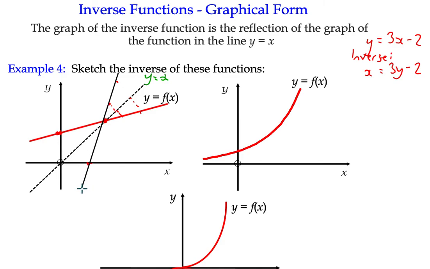It'll have to pass through the intersect point of the original line and the line y equals x, but it's going in reflection to that, so every point is going to be the same distance away from the reflection line. Okay, so this line here, if I write that down, is simply going to be written as y equals the inverse function of x.